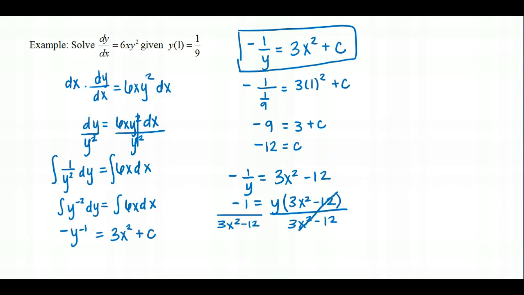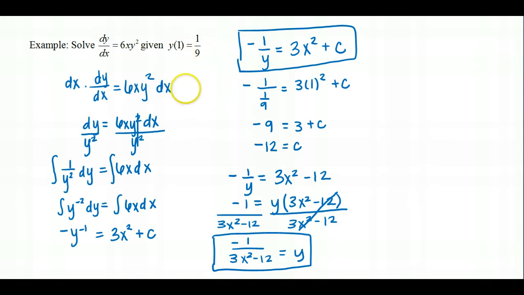So now these two terms will cancel because there's multiplication, and I end up with negative 1 over 3x squared minus 12 equals y. As the solution, the particular solution to my original differential equation using the initial condition, y of 1 equals 1 over 9.